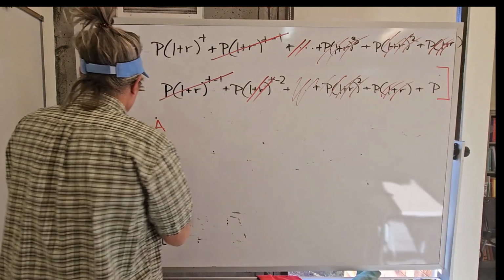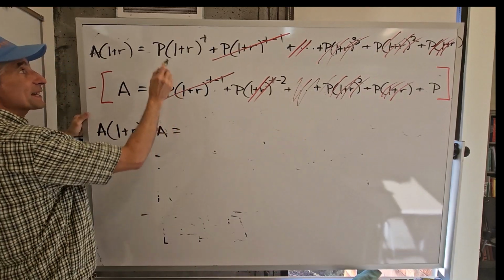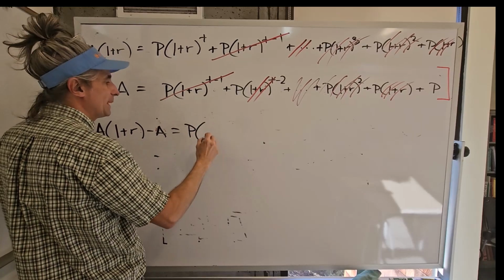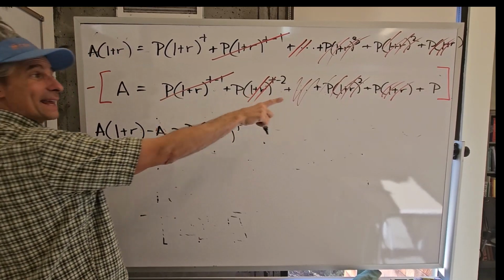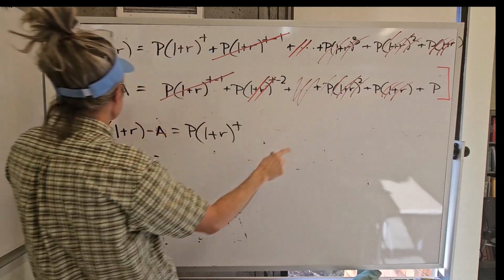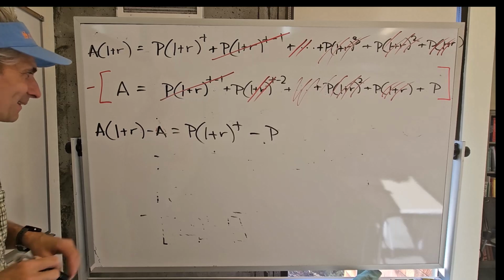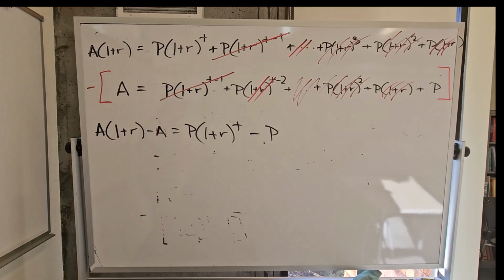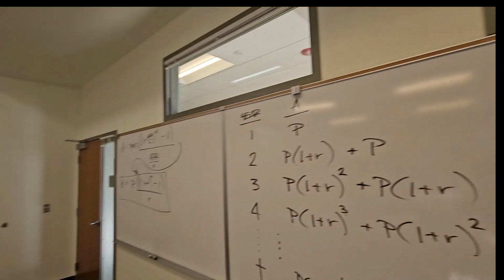And the one is, I don't know why I wrote that in red, I apologize. The first one that doesn't cancel is just this thing out front, p times 1 plus r to the t. And the last one that doesn't cancel is that plus p that's out there. But since I subtracted, it's going to be minus p, like that. Ha!